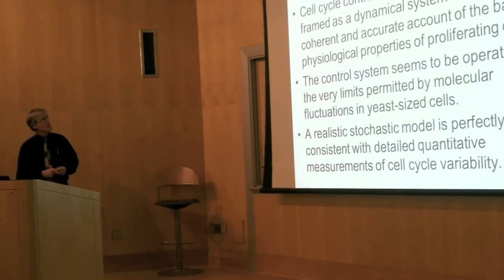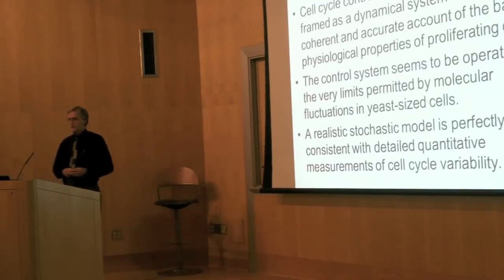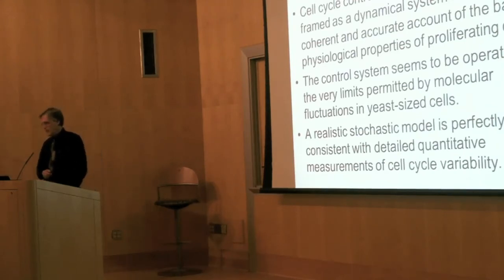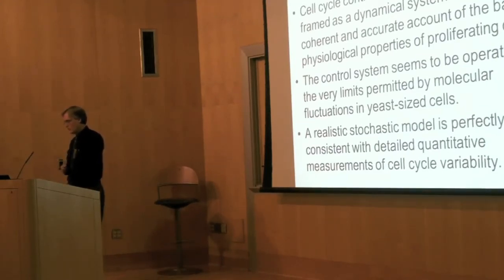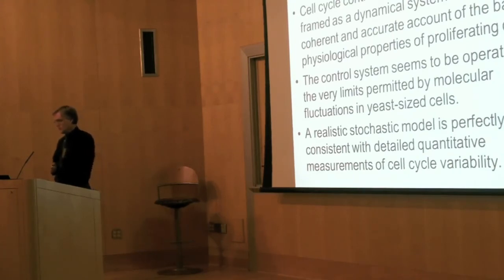I hope I've shown you that cell cycle control in eukaryotes can be framed as a dynamical system that gives a coherent and accurate account of the basic physiological properties of proliferating cells. I've shown you that for yeast cells. We also know for lots of other cells, it works very well in understanding their cell cycle properties. The control system seems to be operating at the very limits permitted by molecular fluctuations in yeast-sized cells. And a realistic stochastic model is perfectly consistent with detailed quantitative measurements of cell cycle variability.